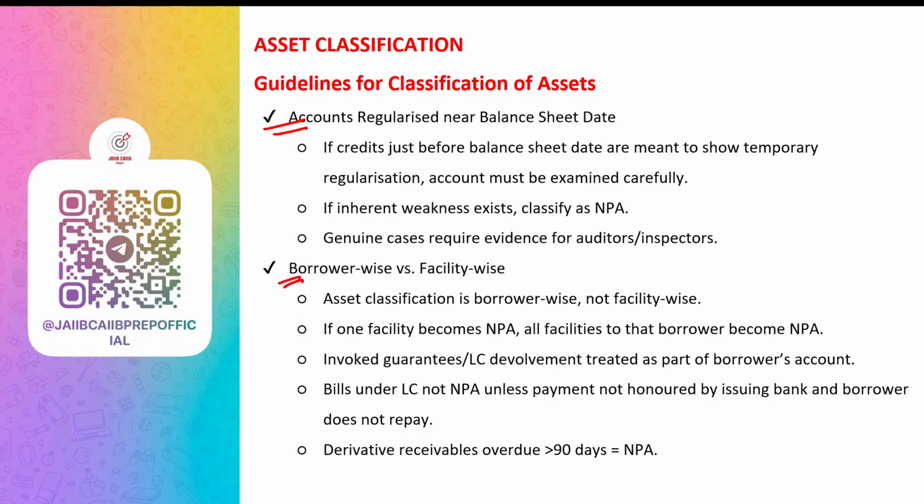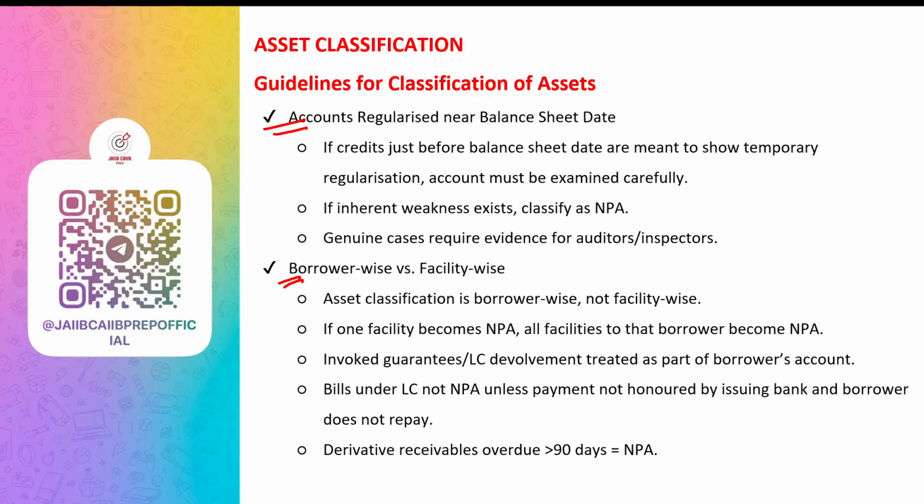The classification should be borrower wise and not facility wise. So if one loan of the borrower becomes a non-performing asset, all loans given to that borrower must be treated as a non-performing asset. For example, if a borrower has a home loan and a business loan, and one of the loans becomes a non-performing asset, then the other must also be classified as a non-performing asset, and it should not be facility based. We should not see it from one loan. From one loan, we should see the overall loans.